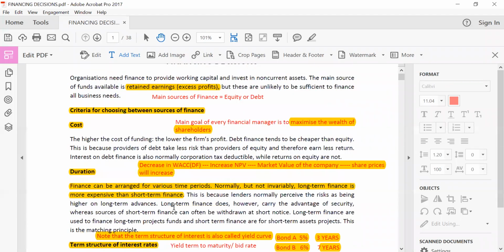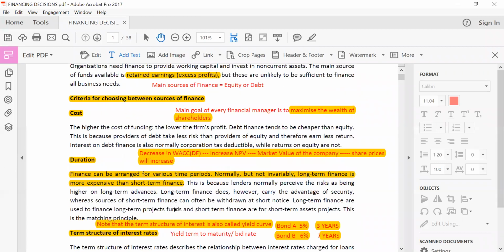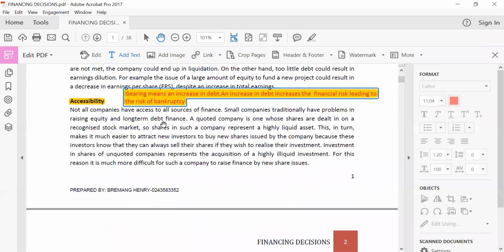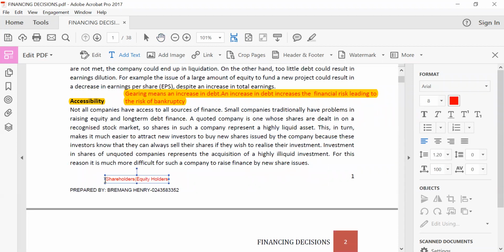So still talking about something we talked about over the weekend, we indicated that it's not part of it, but I just decided to add it. We indicated that shareholders assume the highest form of risk. Shareholders are also called equity holders, right?